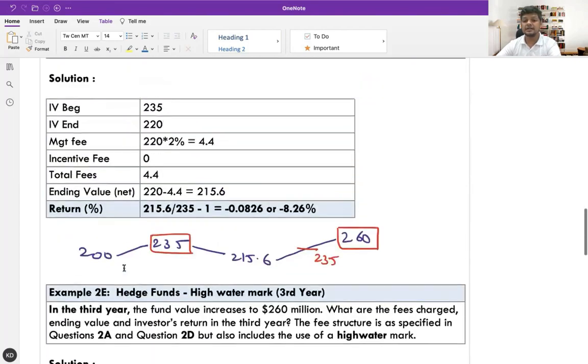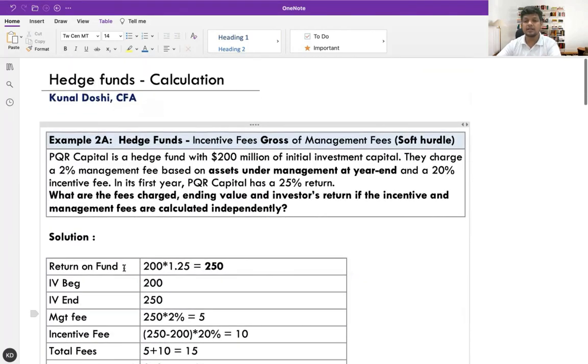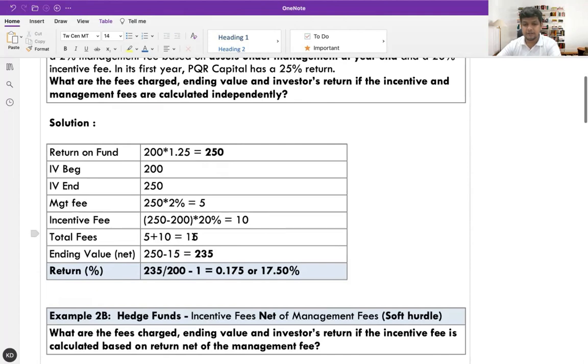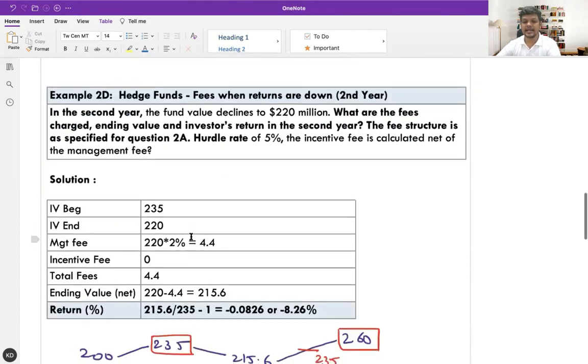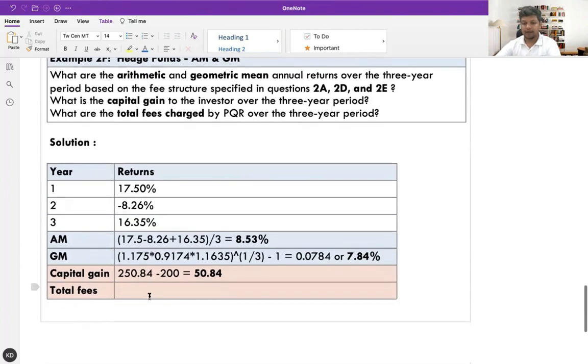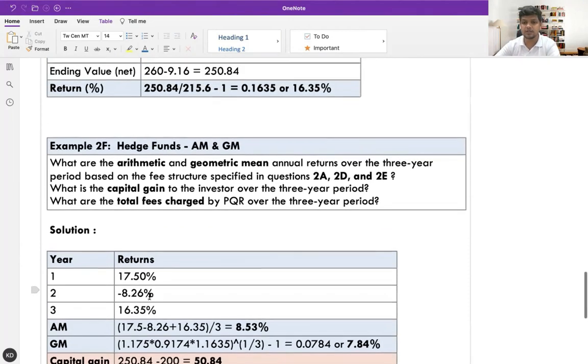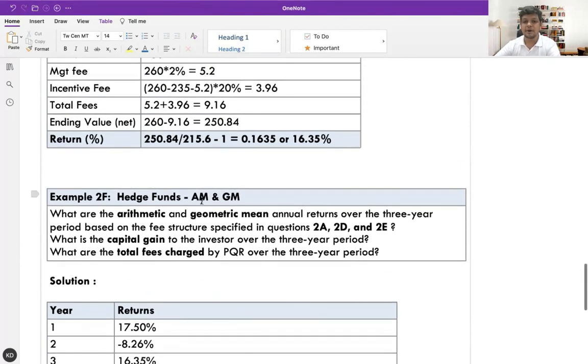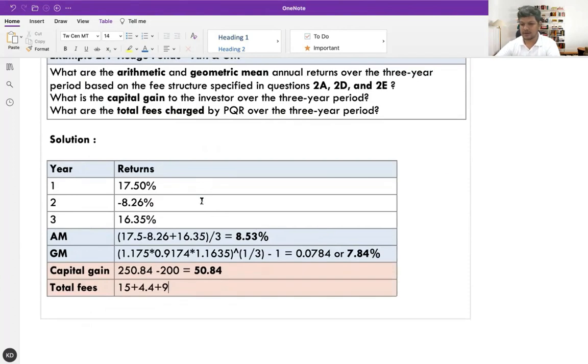And what were your fees in the first one? In the first one, it was 15. In the second part, it was 4.4. So I'll write 15 plus 4.4. Am I correct? 4.4, right? And in the third part, yes, how much was it? 9.16. Clear.